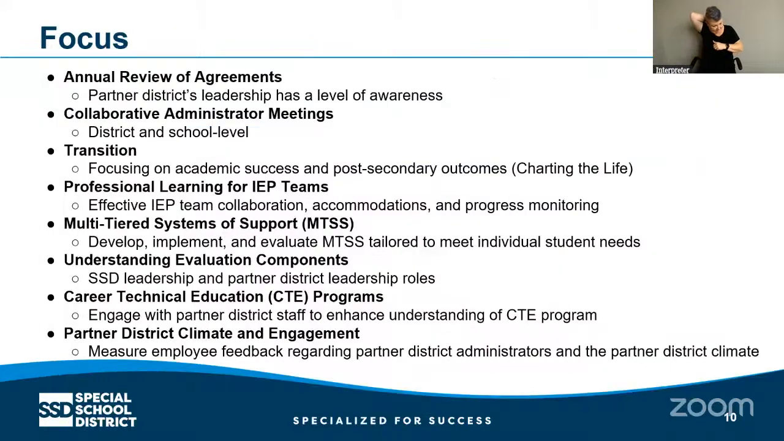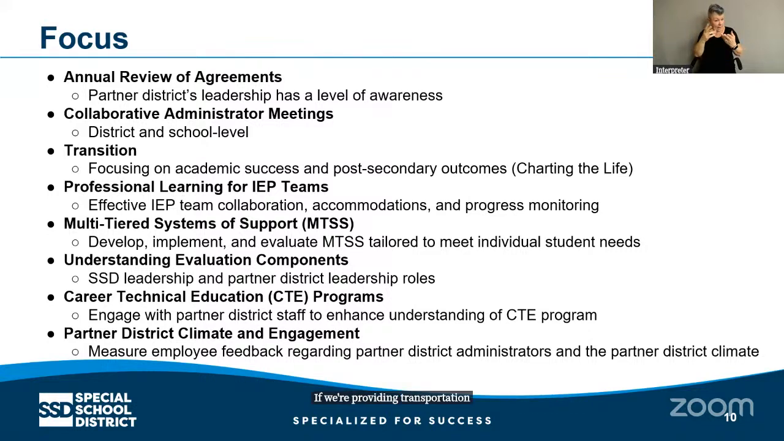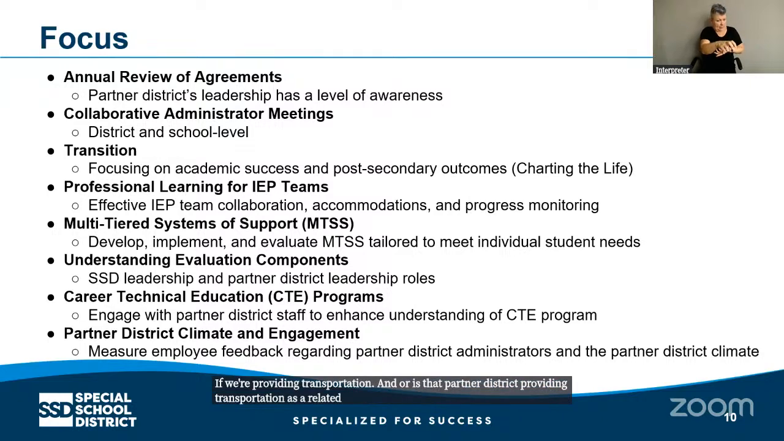All right. And so Dr. Lynch just shared with you what that summary of data, some of those data points, are. We know that looking at some of those specific indicators is going to be extremely important. Those are all less than 2 on the scale. We know that transportation is one where we can review the agreement to ensure that if we're providing transportation, or that partner district is providing transportation as a related service, it is supporting the needs of our students.